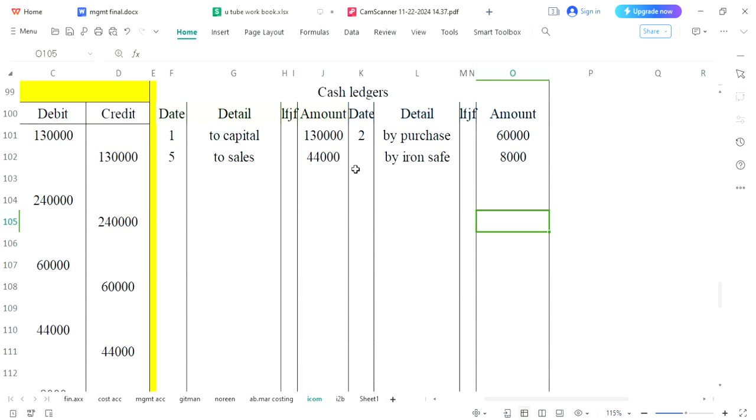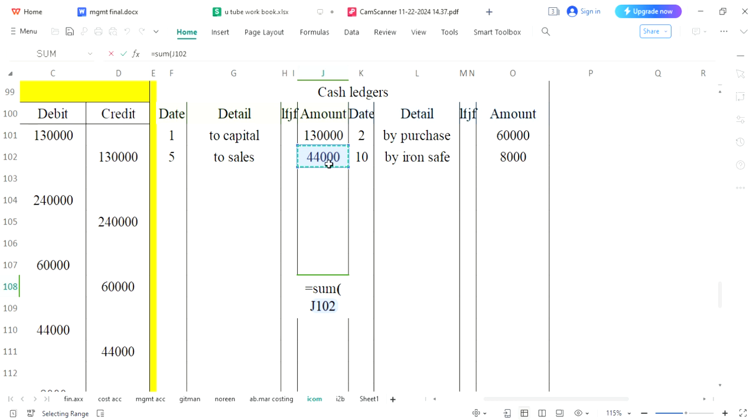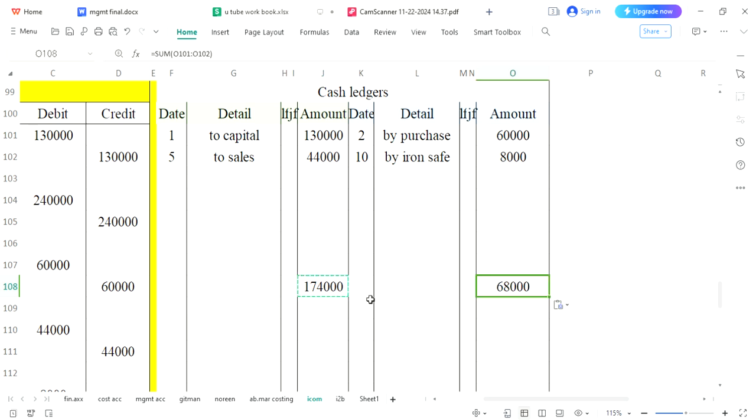Date was 10 for iron safe. It is requested to please be attentive. First step is to calculate the sum of both sides. Here I'm going to take the sum of debit. It is 174,000, and same sum total would be calculated for the credit side. First step completed. Please do understand total of both sides. This was step number 1.